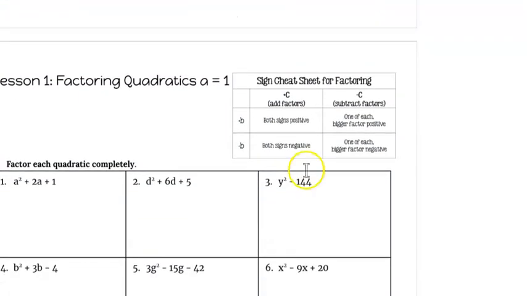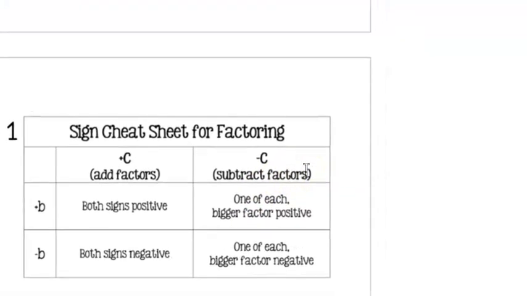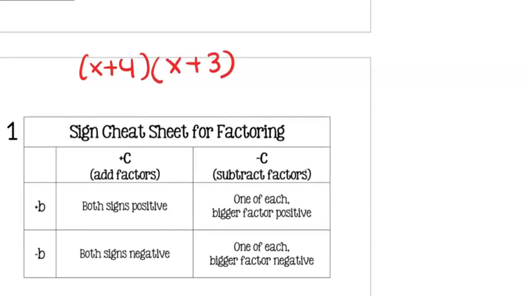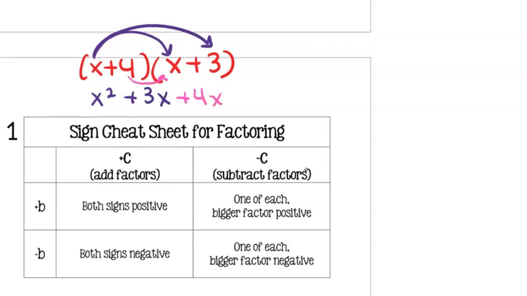I do want to talk about the signs. So remember when we were multiplying binomials, so x plus 4 times x plus 3, then I'm going to do the x times the x, which is x squared, and then the x times the 3, which is the 3x. And I'm going to do 4 times x, which is 4x, and 4 times 3, which is 12. And then our final answer combines these two guys, so I get x squared plus 3x plus 4x plus 12.